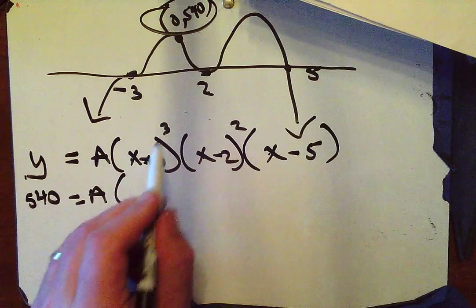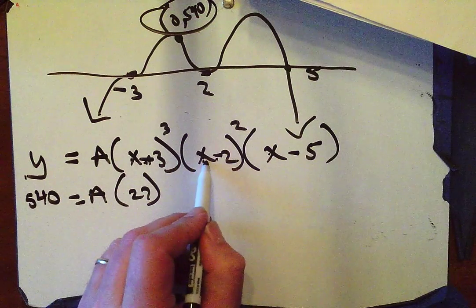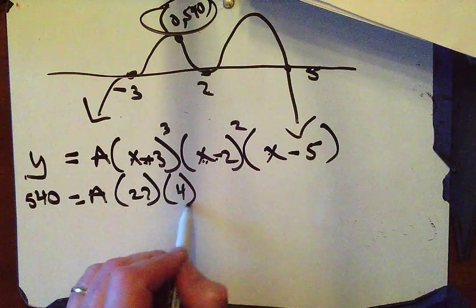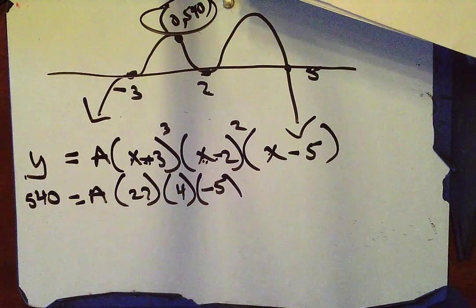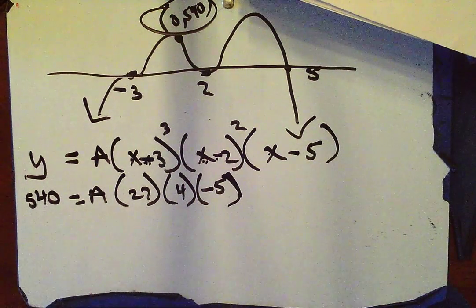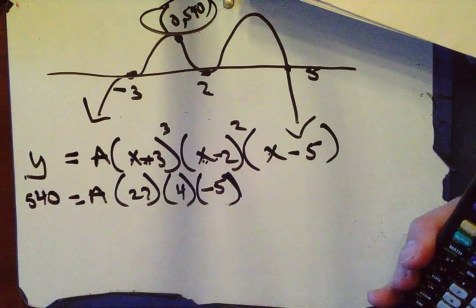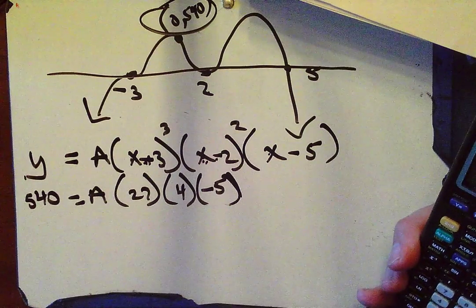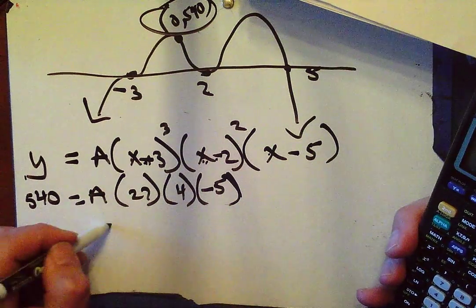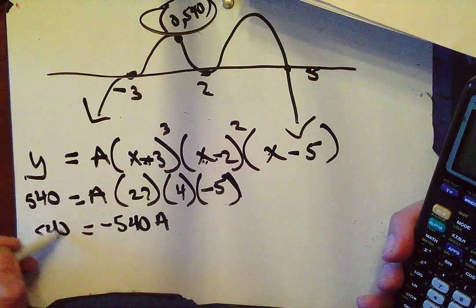0 plus 3 is going to be 3, to the third is 27. 0 minus 2 is negative 2. Negative 2 squared is 4. And 0 minus 5 is negative 5. Well, that's pretty convenient. Negative 20 times 27, I think that's negative 540. 27 times 20. Why, yes it is. So I have negative 540a equals 540.